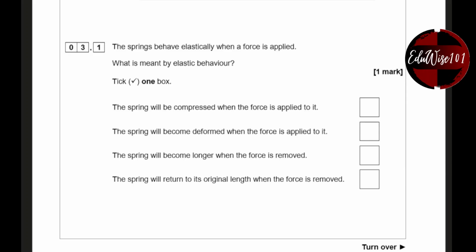The spring will return to its original length when the force is removed. That's correct. Elastic behavior is when it goes to the original length.